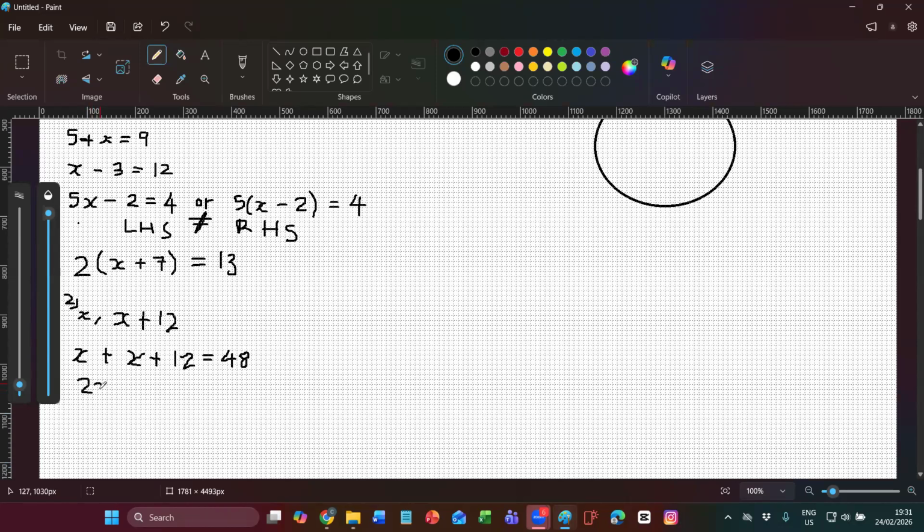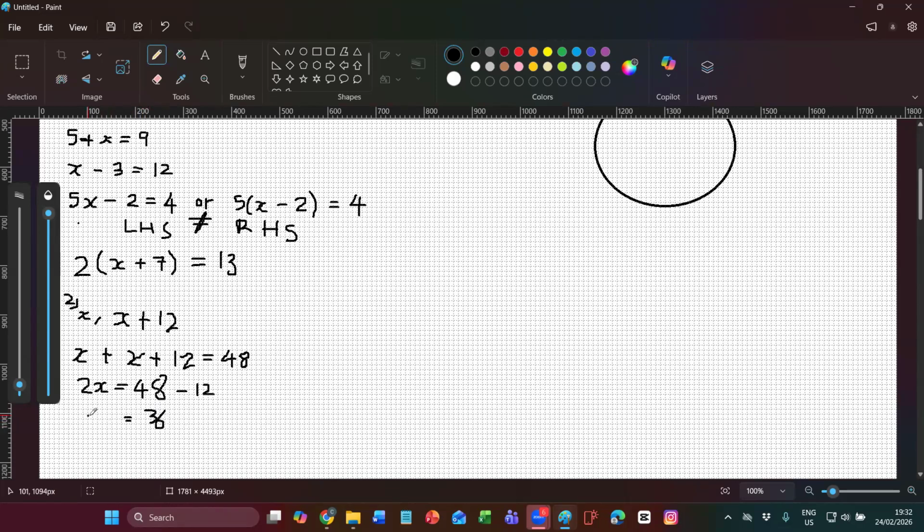And then we bring 2x equals to 48 minus 12. Exactly. So we move 12 to the other side. 48 minus 12. Okay, so 48 minus 12 is what? That's 36.